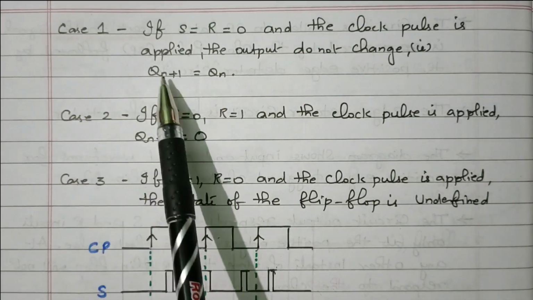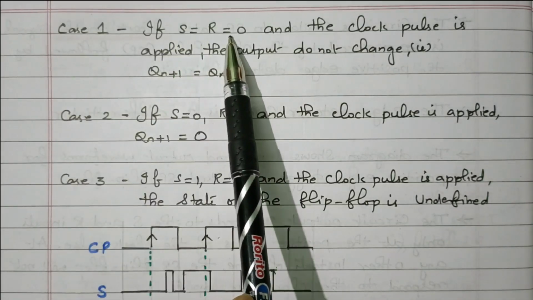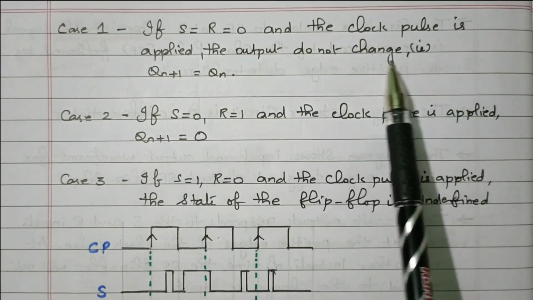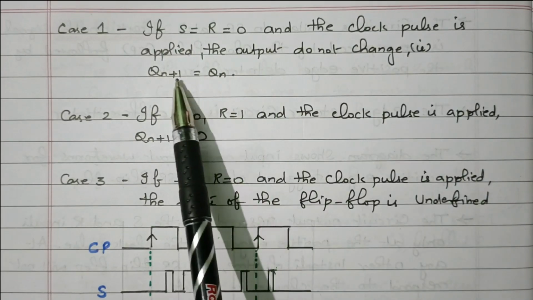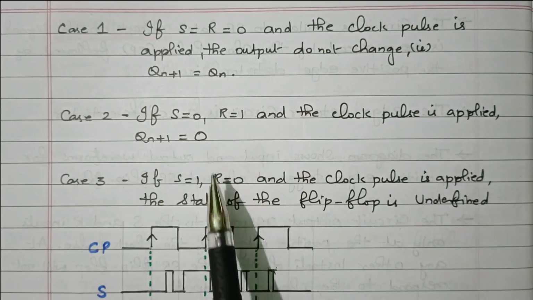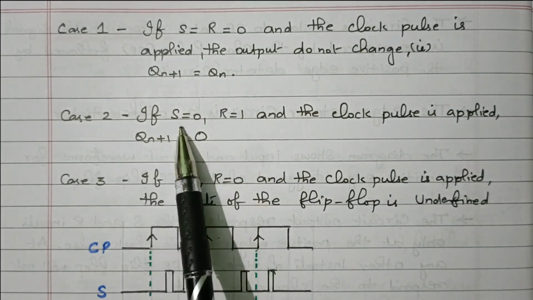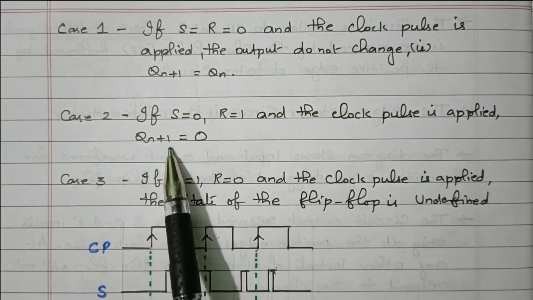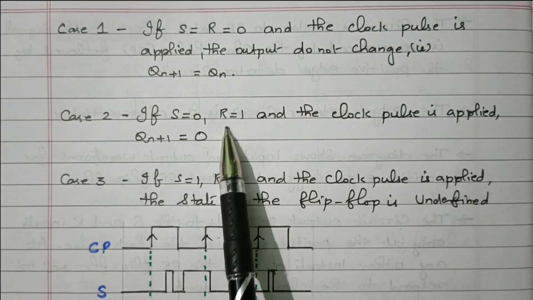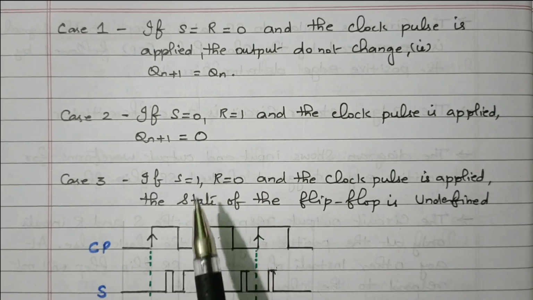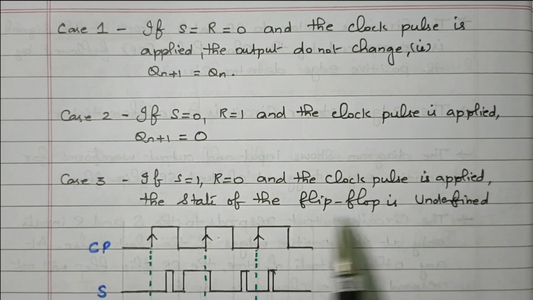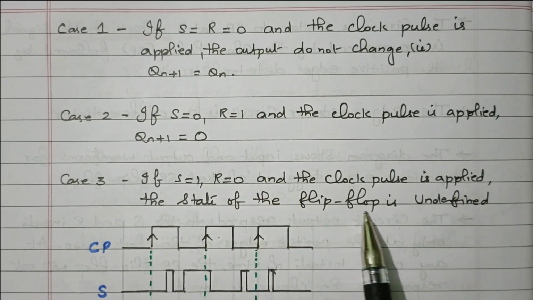So the case 1, if S and R both are equal to 0, the clock pulse is applied, the output does not change, there is no change. Next state is equal to present state. Case 2, if S equal to 0, R equal to 1, then the clock pulse is applied, the next state is 0. R means reset, so the output is reset to 0. If S equal to 1 and R equal to 0, the clock pulse is applied, the state of the flip-flop is undefined. Is not undefined.